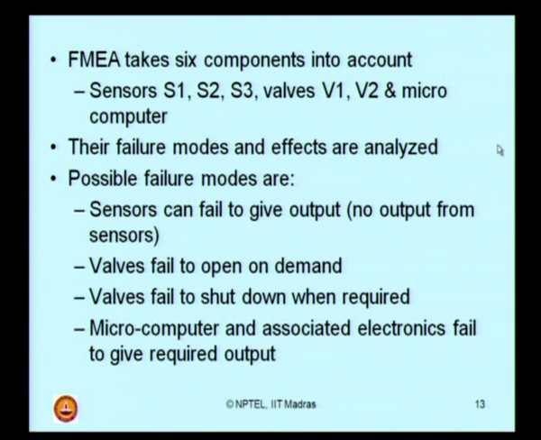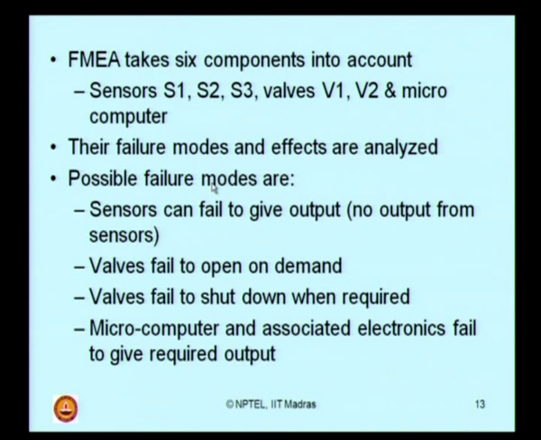Let us now look at what are the possible failure modes that can occur in this problem. The sensors can fail to give an output. For example, S1, S2 and S3 are the sensors located in the front wheel and the driving shaft respectively. They have to supply a signal to my microcomputer, but there is no output coming from the sensors. That can be one possible failure mode.